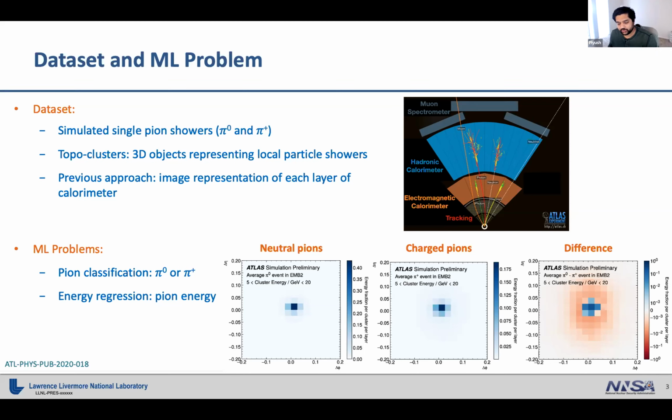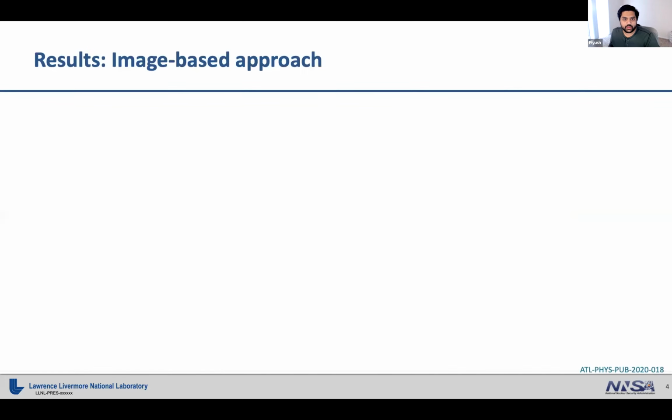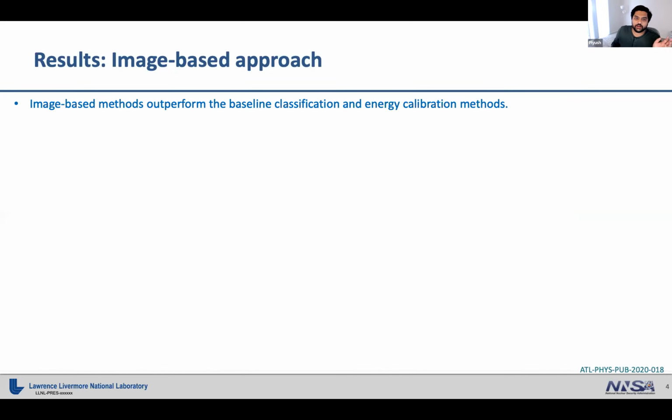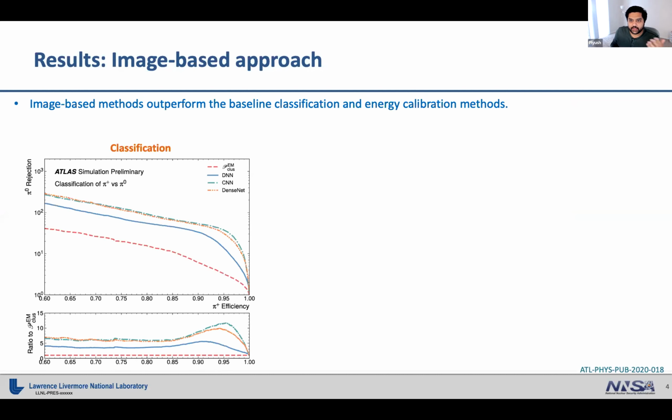I won't get into the details of the CNN model. They are in the pub note that we released about a year ago now. But we had to work around the different dimensions of images coming from each of the layers, because like I said, the granularity of the different layers is varying across the calorimeter. So we did get really good results from our image-based models for both classification and calibration of the energies.